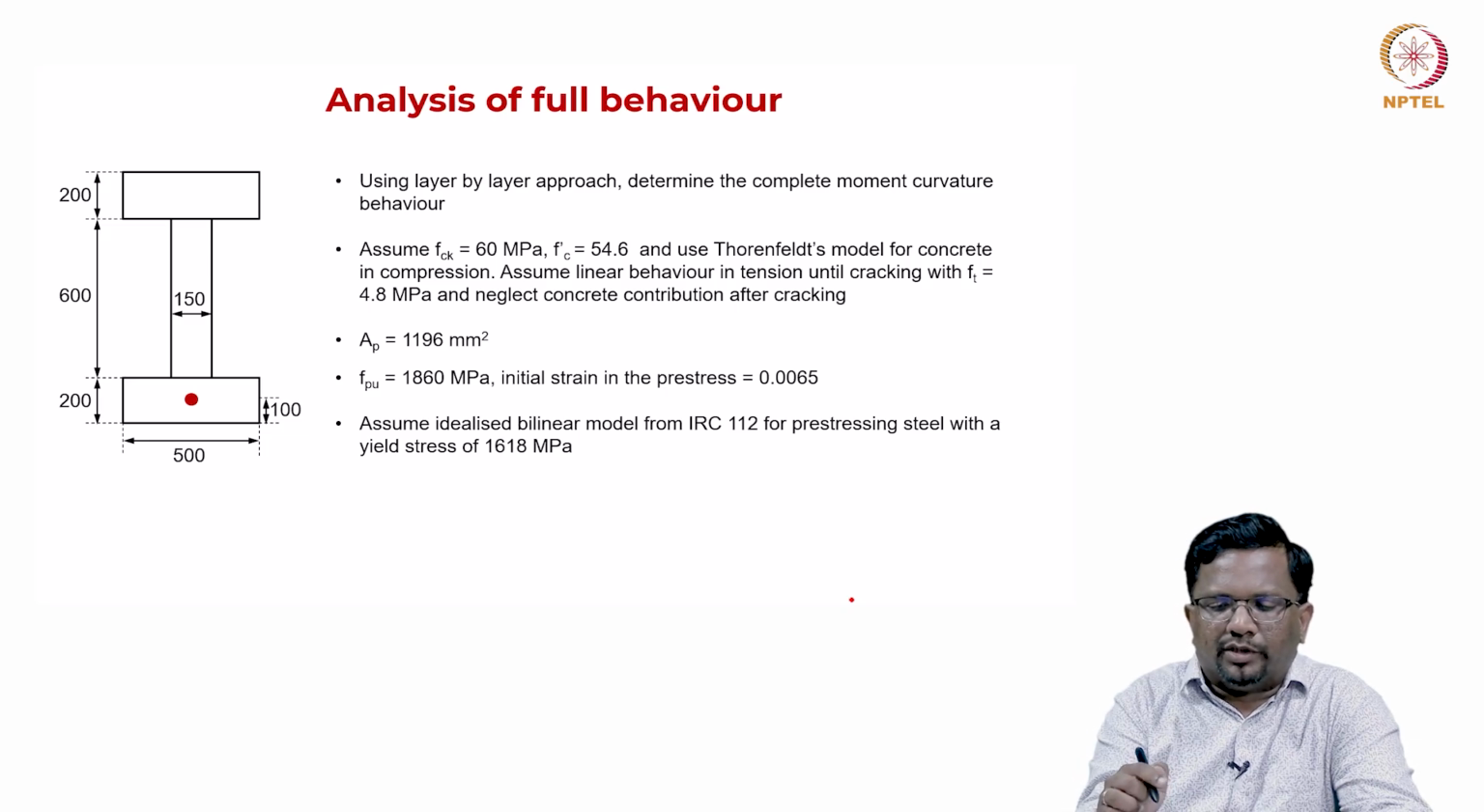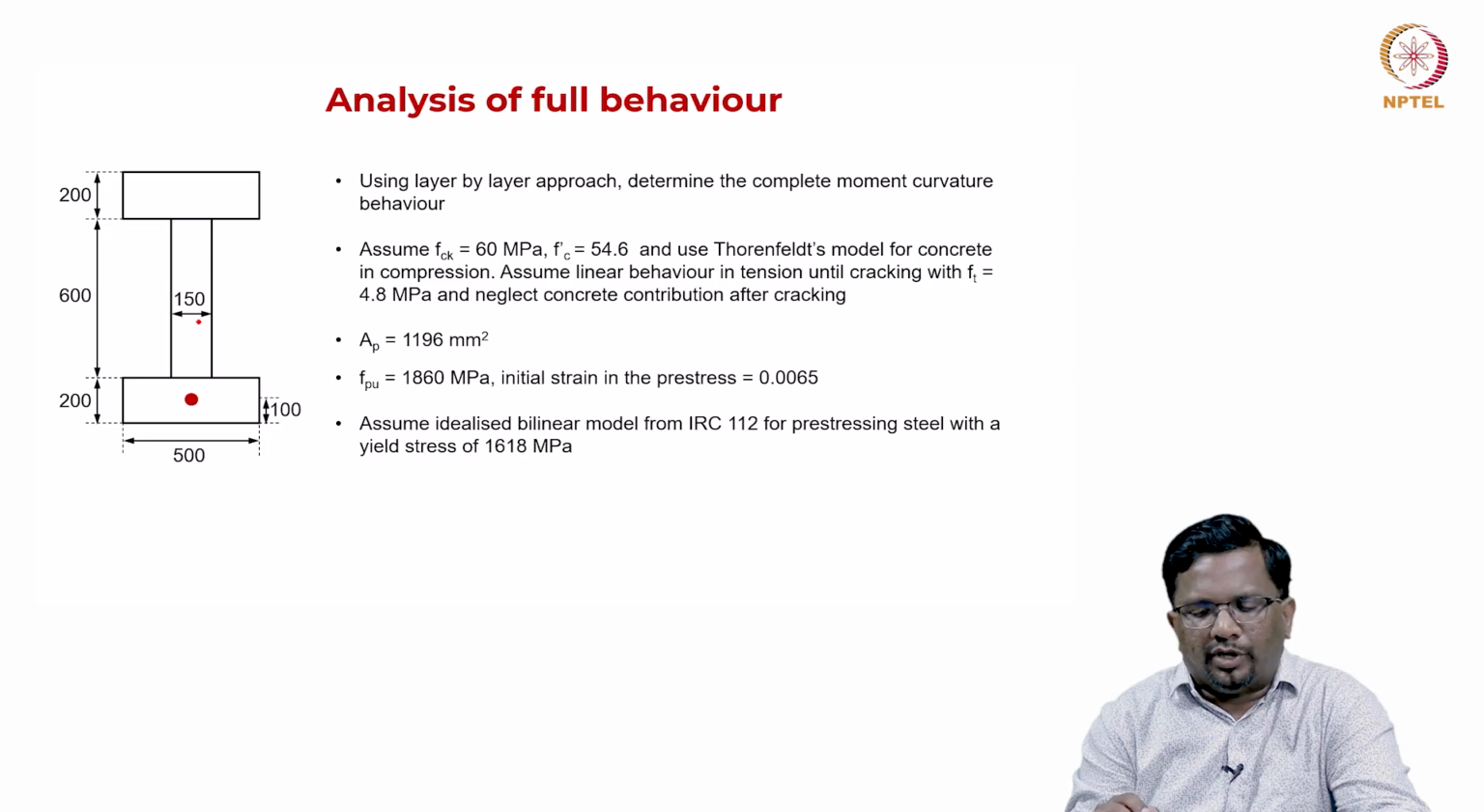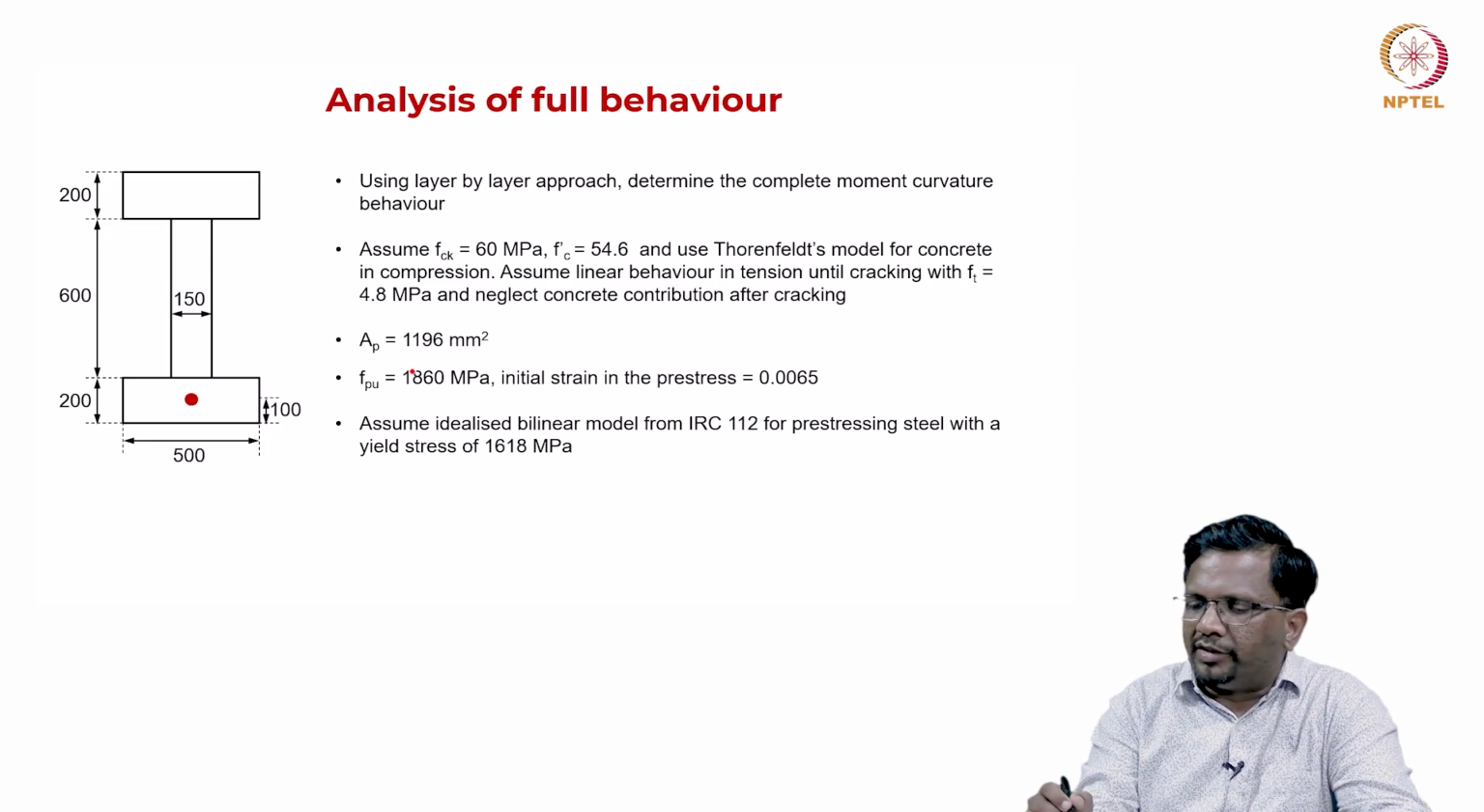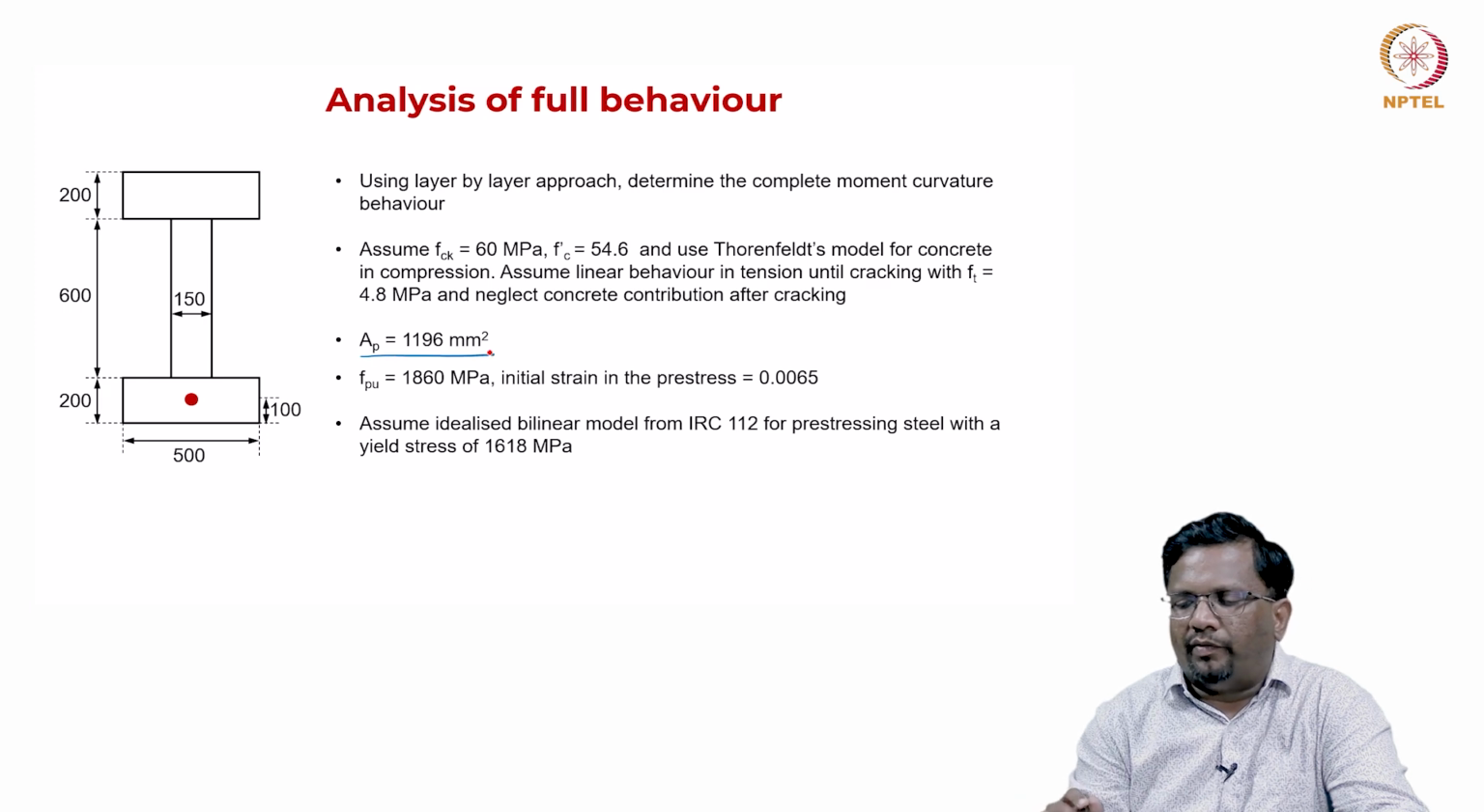Now, let us quickly do the same cross section that we have been using, 1 meter depth high section with a web thickness of 150 and flange thickness of 200, flange width of 500 millimeter. And it is having pre-stressing steel layer of 1196 millimeter square, and it has a compressive strength of 60 megapascal.